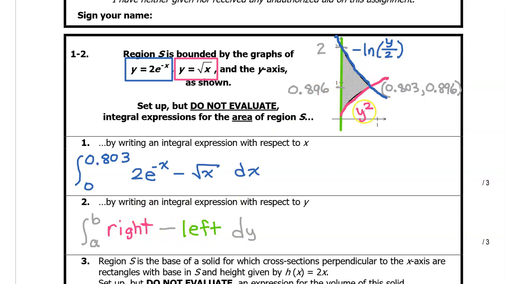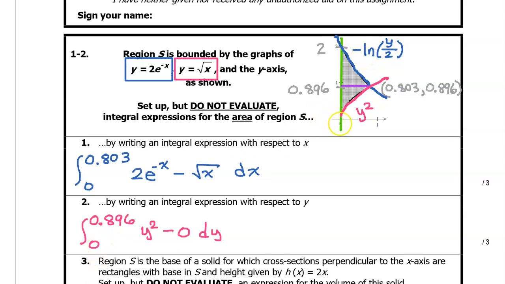But be careful. In this case, the right function changes as we go from bottom to top. Below 0.896, the function on the right is the red function y squared. Above 0.896, it changes over to the blue function negative natural log of y over 2. So we will not be able to write this using a single integral. We will have to write the sum of two integrals.